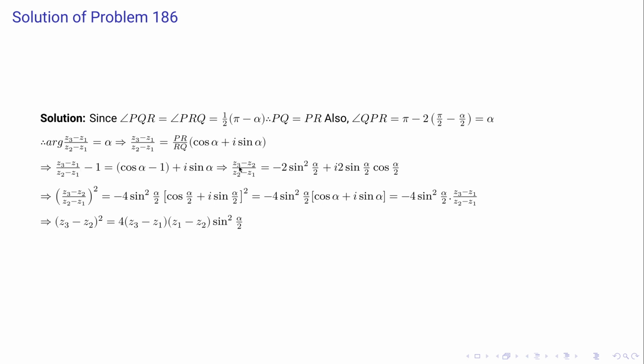Now this becomes, sorry, (Z3 minus Z2) by (Z2 minus Z1) is equal to cos alpha minus 1, which will be minus 2 sin square alpha by 2, and sin alpha will be 2 sin alpha by 2 cos alpha by 2. This comes from trigonometry. Now we square both sides. So we get ((Z3 minus Z2) by (Z2 minus Z1)) whole square is equal to, we take out 2 sin alpha by 2, square that, we get 4 sin square alpha by 2 and (cos alpha by 2 plus i sin alpha by 2) whole square. And thus you solve it further and you arrive at the desired result.